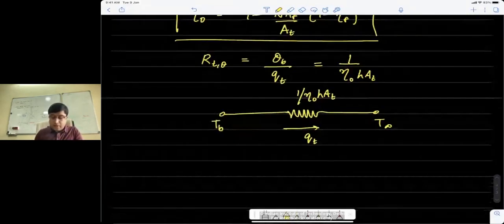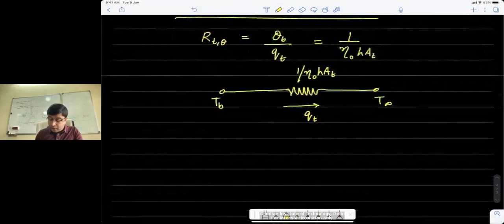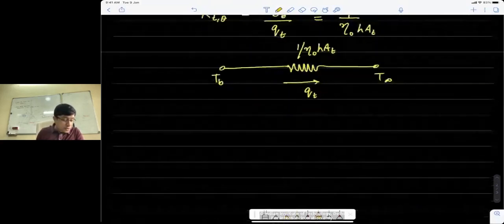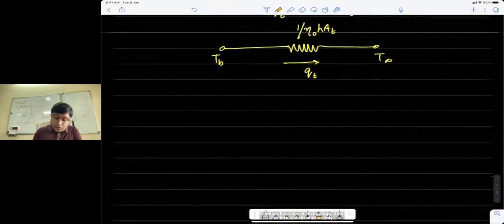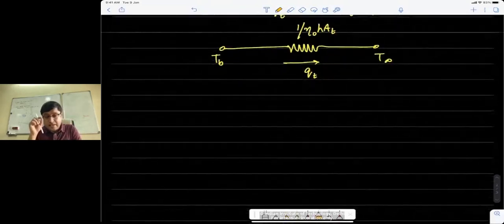Equivalently, I request you to go and check and prove this to yourself. It hardly takes a minute to do this. I'm deliberately skipping it from this lecture. So equivalently, you can also prove that this circuit is the same as the total heat getting split into two parallel resistors.